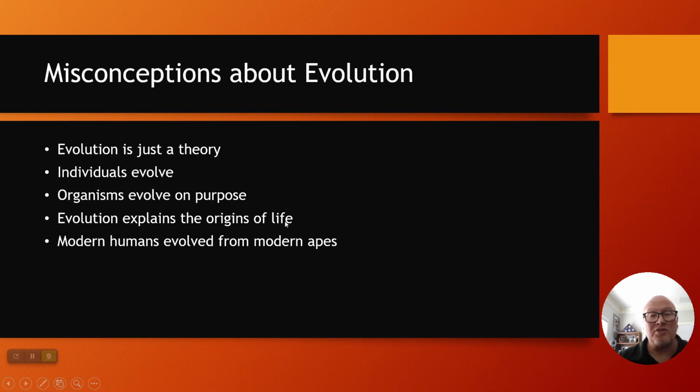Evolution explains the origins of life. Okay, or organisms evolve on purpose. Nope, organisms do not evolve on purpose. If we look through our evolutionary history, we see case after case where an organism evolved in what you can see afterwards as being a completely wrong direction. But the right or wrong direction, you can't say at the time. It all depends on the way the selective pressures are working for that population of organisms at that time.